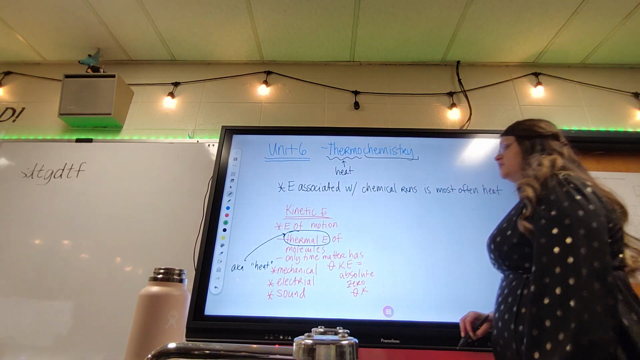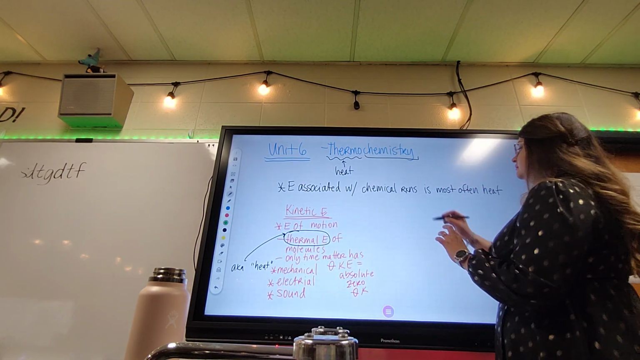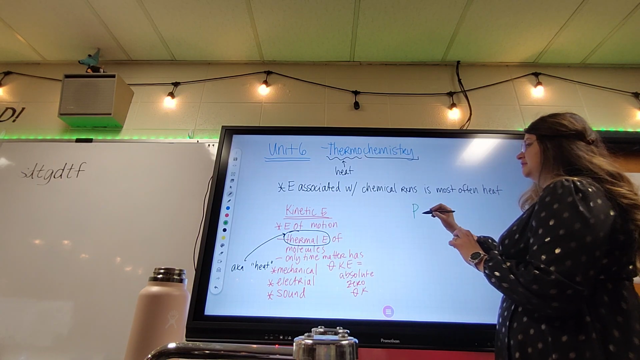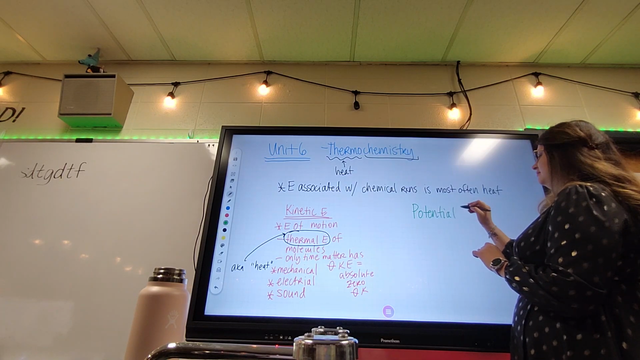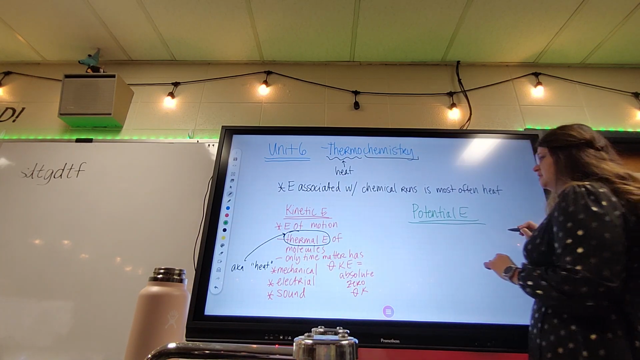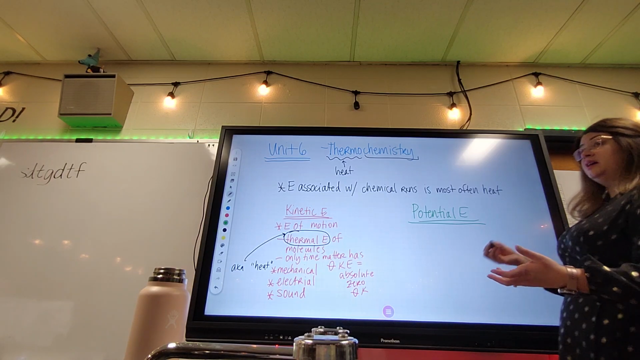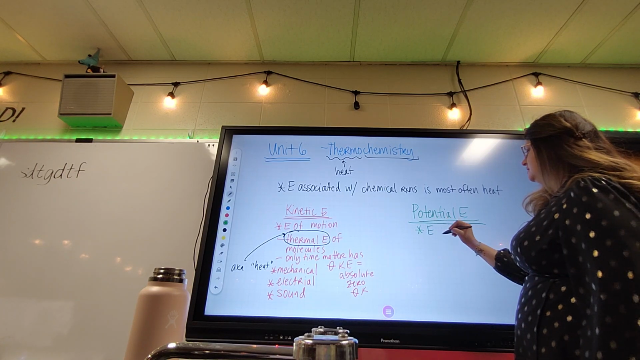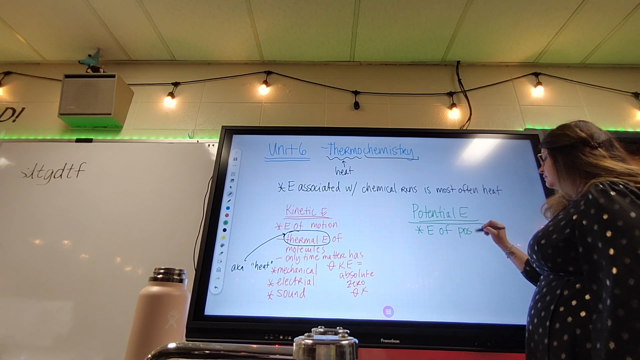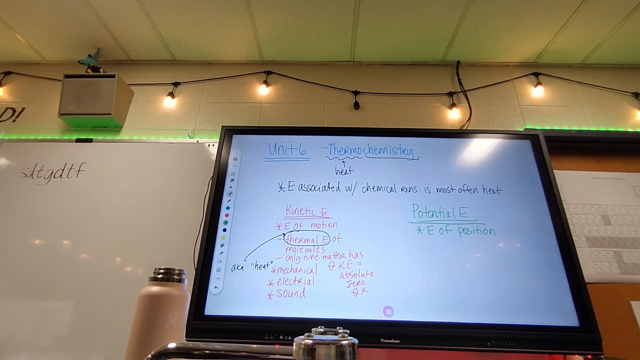The other form of energy that's not kinetic energy is potential energy. And potential energy describes really what its name is. It has the potential to do something. So we really say that this is the energy of position, because where two particles are in relation to each other determines how much energy they have.